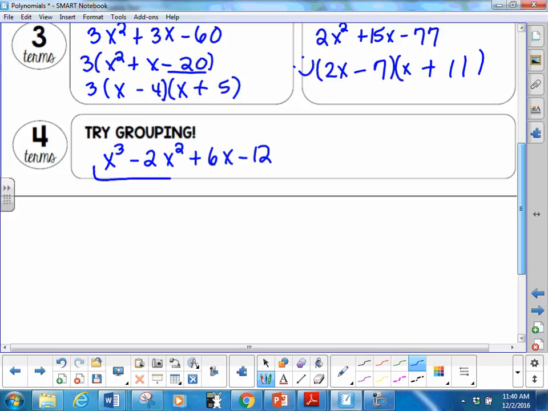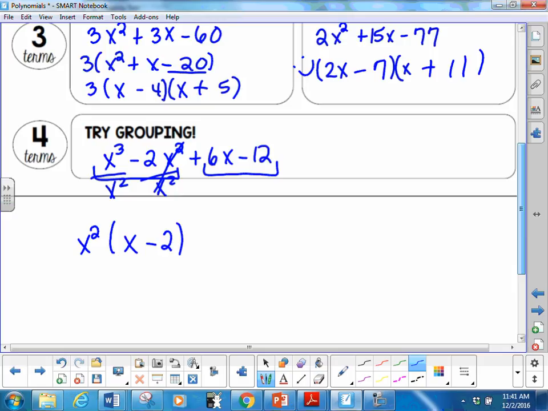We're going to look at these as 2 separate parts, okay? And we're going to find the GCF of each part. If you're looking at that first thing I have underlined, what's the greatest common factor between those 2 terms? X squared, right? So x cubed divided by x squared is x. X minus 2.